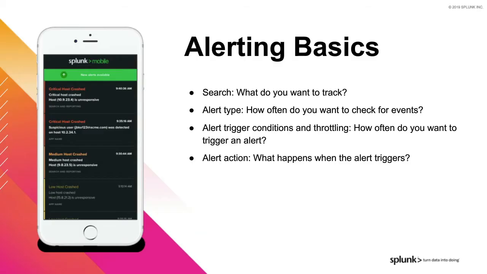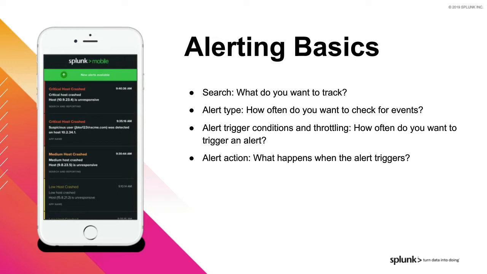All right, here's the basic alerting workflow. First, start with the search for the events that you want to track, and then save that search as an alert. Next, decide how often you want to check for events. The alert will use the saved search to check for your events, and you can configure how often the search runs. Maybe you want to schedule an alert to check for events on a regular basis, or you might want a real-time alert that monitors for events continuously.